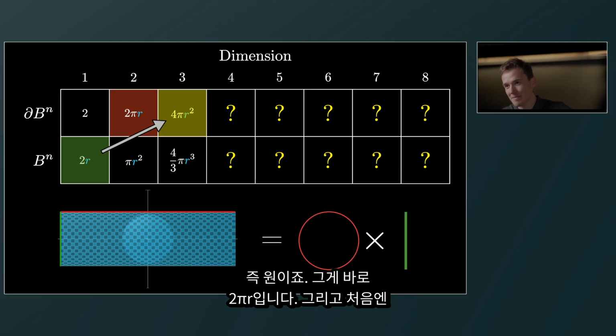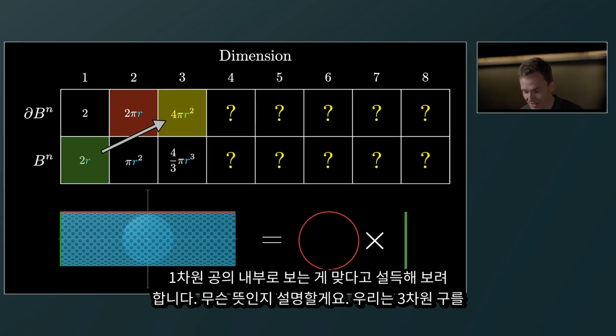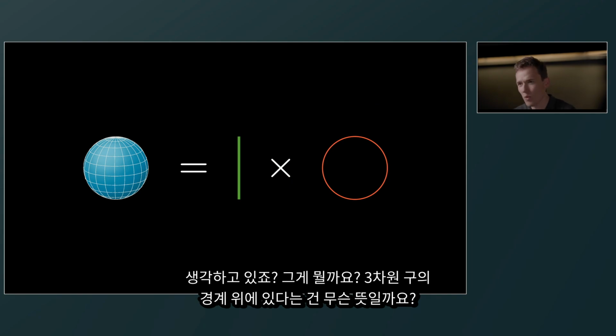And even though initially it might just look like, oh, that other side, it was a line, because it started off as a line, I want to try to convince you the right way to think about that other side is that it's a 1-dimensional ball. It's the interior of a 1-dimensional ball. And here's what I mean. So we're thinking about a 3-dimensional sphere, right? What does it mean to be on the boundary of a 3-dimensional sphere?